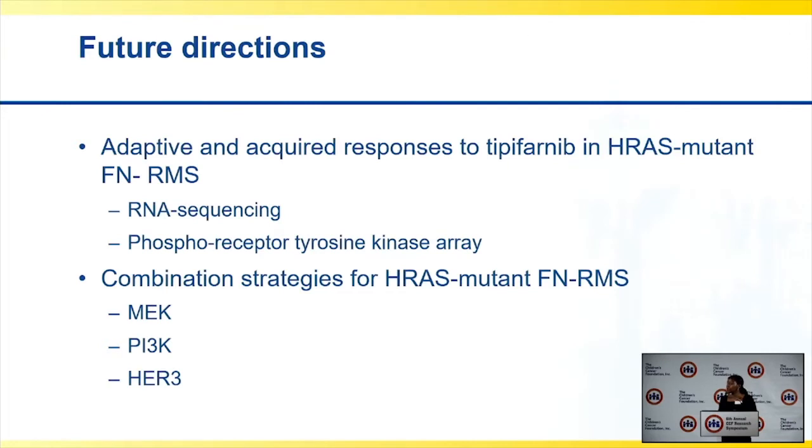And we'll continue our work looking at adaptive and acquired responses to Tipifarnib in HRAS mutated fusion-negative rhabdomyosarcoma, trying to identify potential pathways leading to treatment resistance using RNA sequencing and receptor tyrosine kinase arrays. And our hope is to identify additional small molecule inhibitors that might work alongside Tipifarnib to provide more durable anti-tumor responses. And so we're currently investigating combination strategies, looking at other RAS signaling pathway components, including MEK, looking at parallel pathways, including PI3 kinase, and then looking at receptor tyrosine kinases, including HER3.